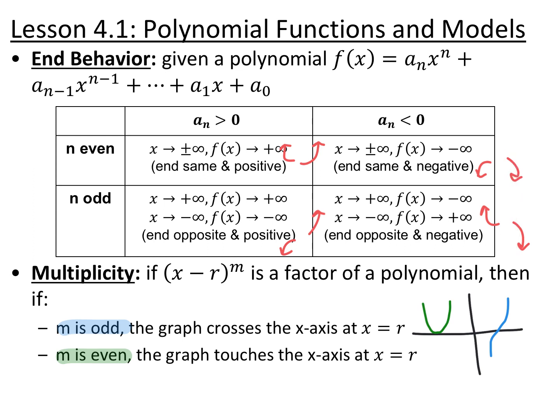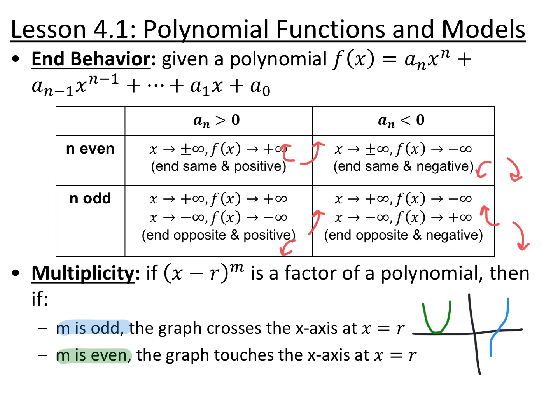If you have an odd degree, think about an x cubed graph. They're going to end in opposite directions. Odd goes with opposite. And if it's positive, think of a positive x cubed graph. So as x goes to positive infinity, y is going to go to positive infinity. As x goes to negative infinity, y is also going to go to negative infinity. If it's been reflected across the x-axis, your a value or your leading coefficient is negative, then as x goes to positive infinity, y is going to go to negative infinity, and as x goes to negative infinity, y is going to go to positive infinity.